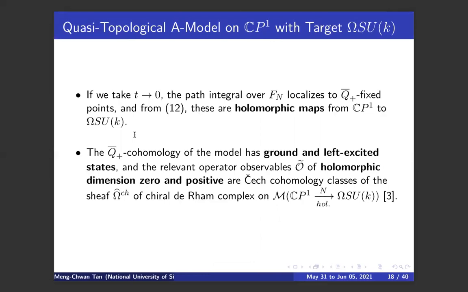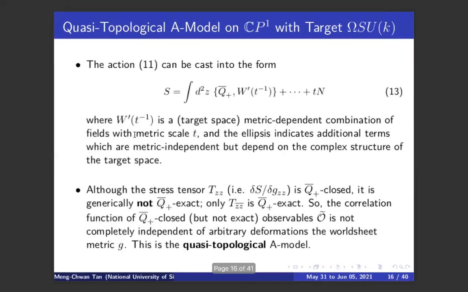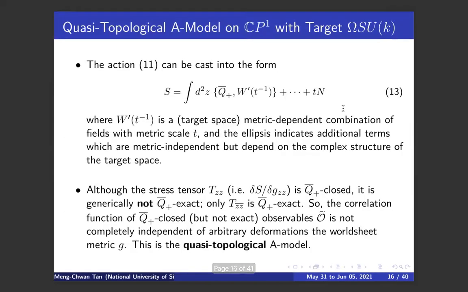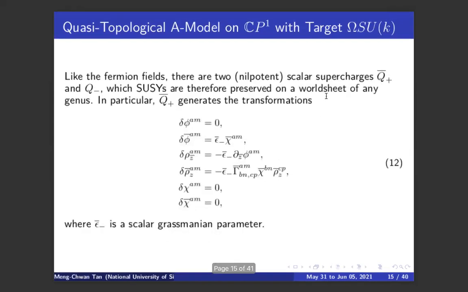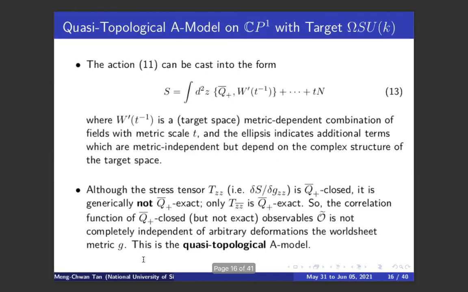I'm sorry to interrupt. Yes. Sorry, this is my fault. What was T and what was N? T and N, you mean? What are T and what is N? Oh, N. N is the degree of the map, the worldsheet instanton degree of the map here. Okay. What is T? T is a scale on the target space metric.